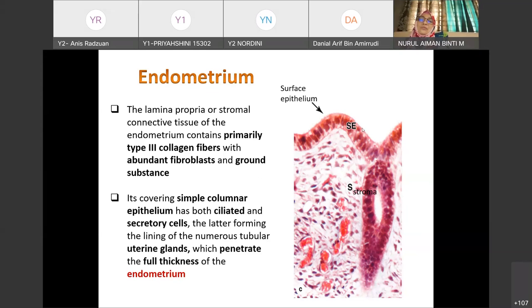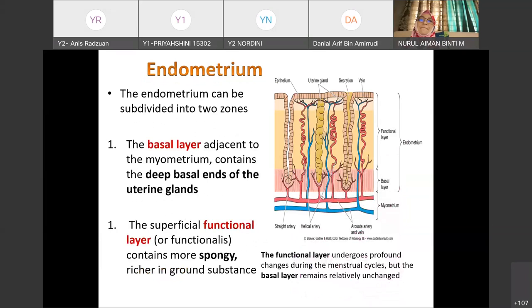So, this is also going to penetrate deeper inside the endometrial wall and form glands. Okay, so what are glands? Glands are an invagination of the epithelium. So, this invagination of the epithelium inside the uterus, we call uterine glands. Uterine glands, okay?